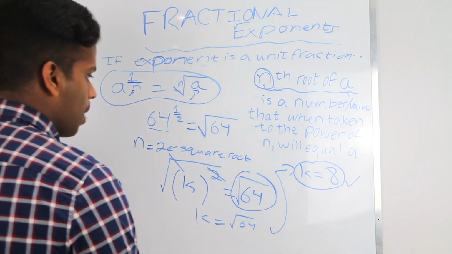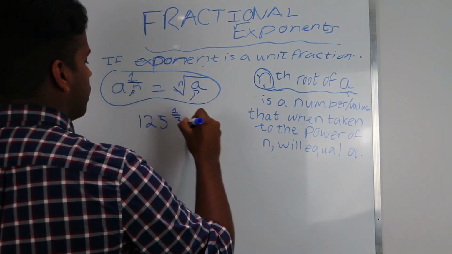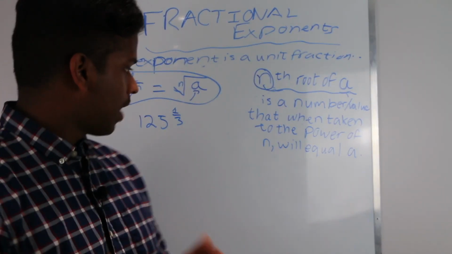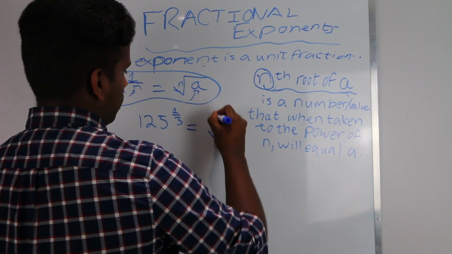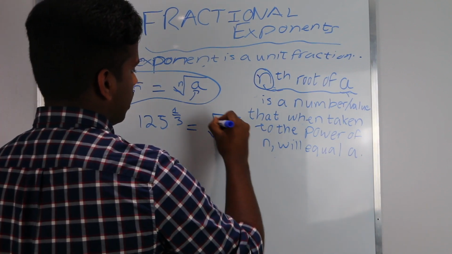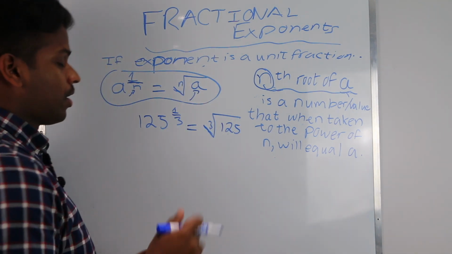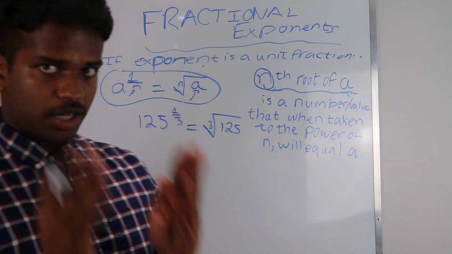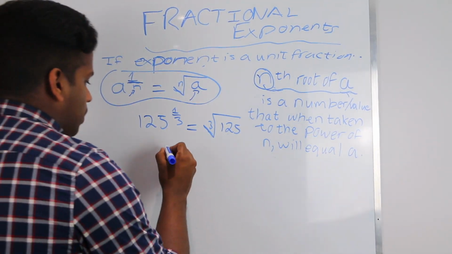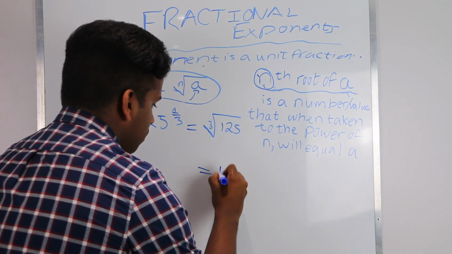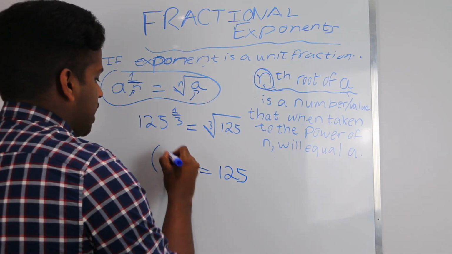Let me show you one more example: 125 to the power of 1/3. Based on our laws of exponents up here, we're looking at the third root. See how I put a 3 when we had a 3 in here? The third root of 125, or the cube root of 125. We know our a value is 125, and we're looking for our base.